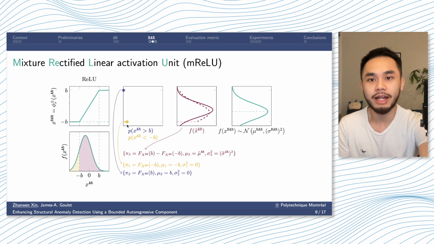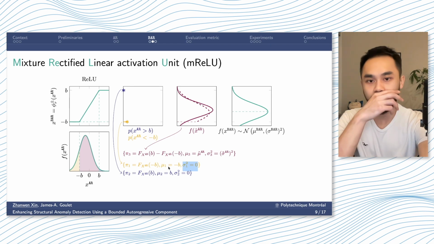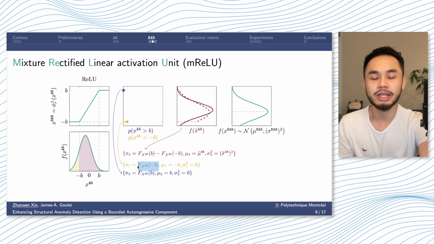For the blue and yellow parts, they are 2 values. They can be regarded as 2 Gaussians with 0 variance. And their probability is the cumulative density function, CDF, at the boundary values. And for the Gaussian component that represents the truncated part in between, we have the probability here, and we have a closed form solution to compute its moments. And these equations can be found in our paper.